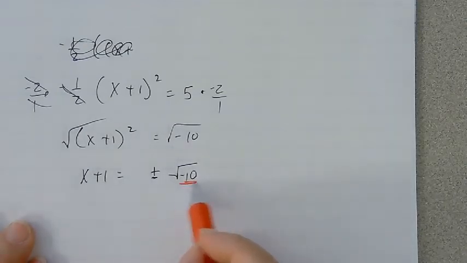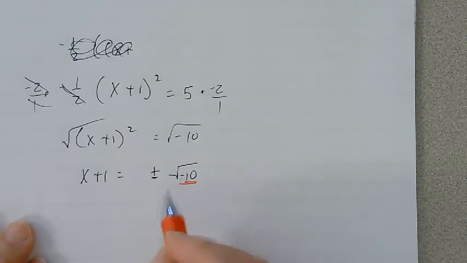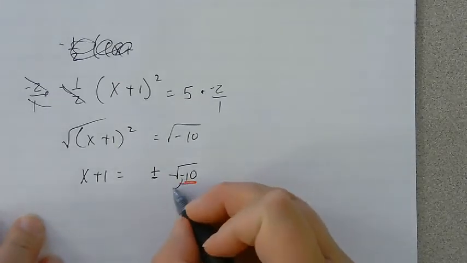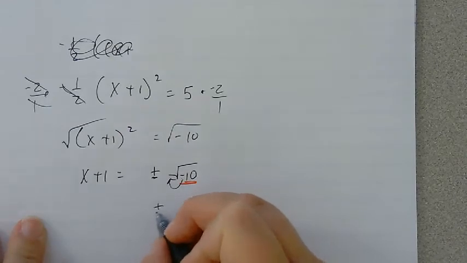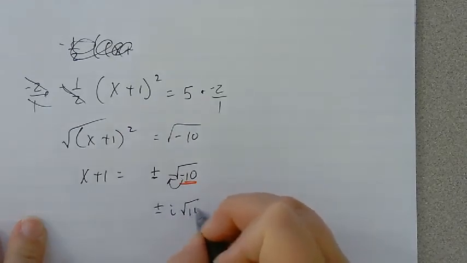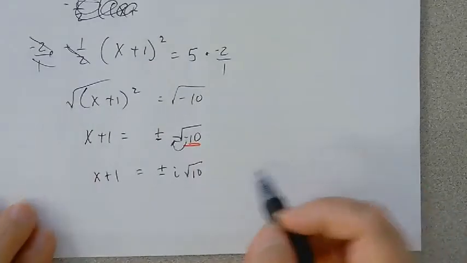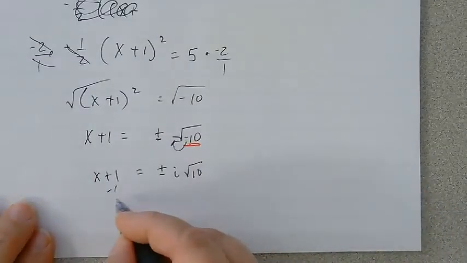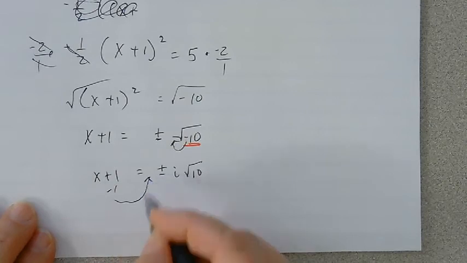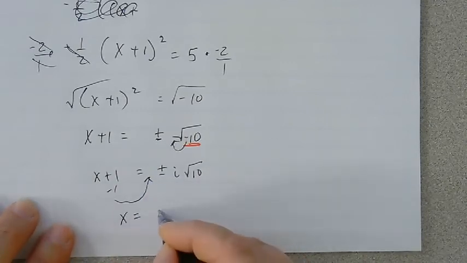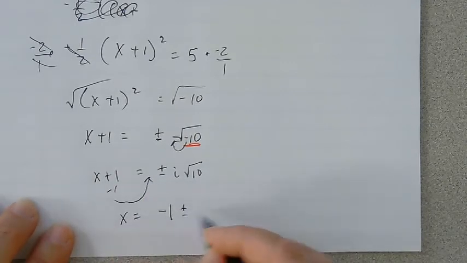So I get x plus 1 equals plus or minus square root negative 10. I want to take care of this. I have a negative, so that is going to bring an i right here. So I have plus or minus i square root 10 equals x plus 1. And now I have to subtract 1 from both sides. So where I'm going to put it is right here in front. So x equals negative 1 plus or minus i square root of 10.